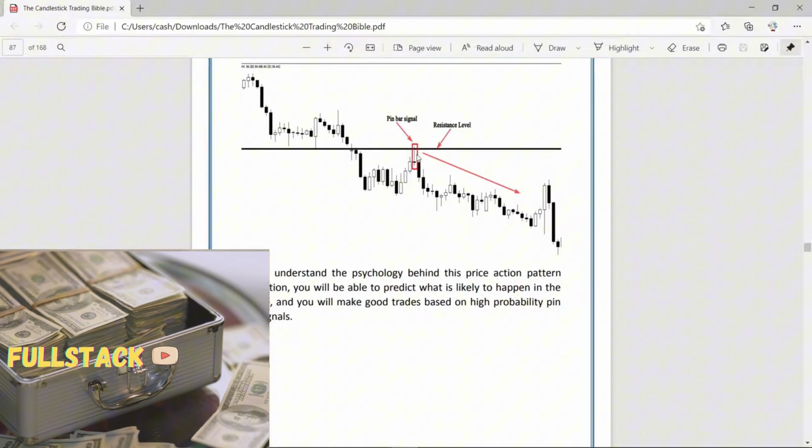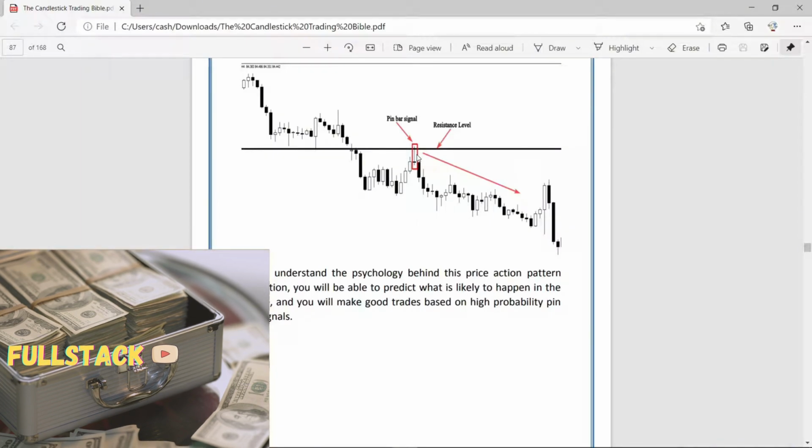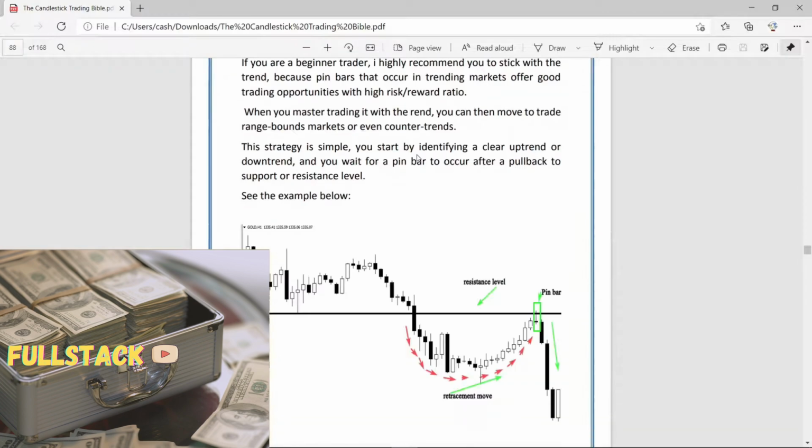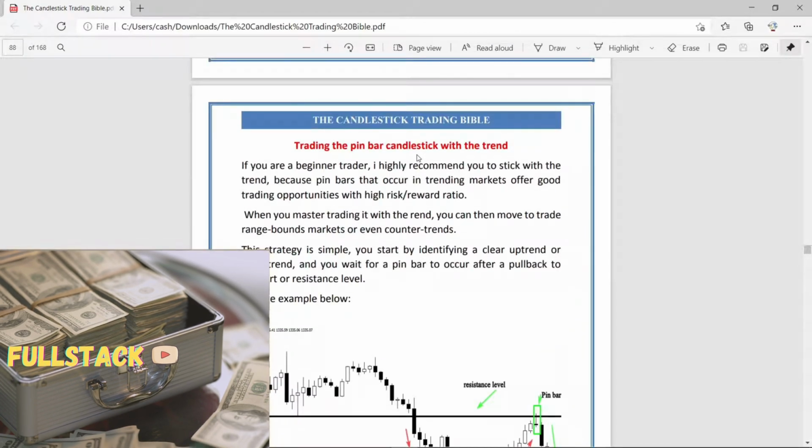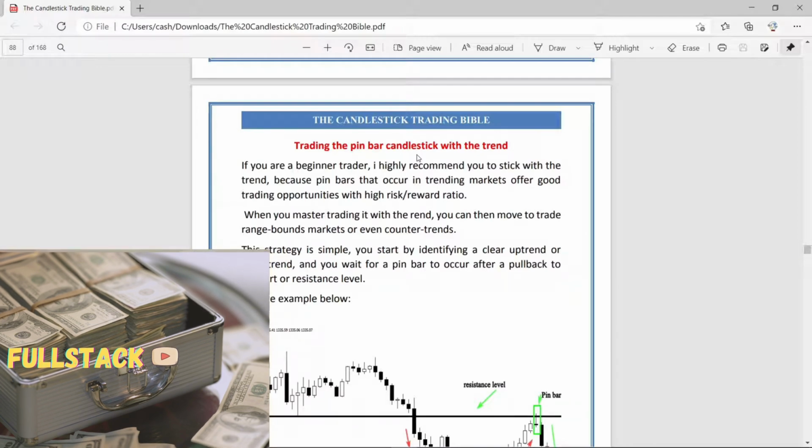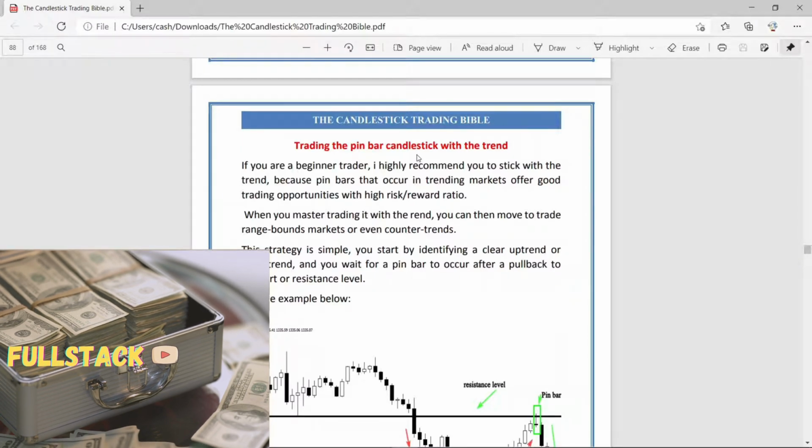If you understand the psychology behind this price action pattern formation, you'll be able to predict what is likely to happen in the future, and you'll make good trades based on high probability pin bar signals. So now, trading the pin bar candlestick with the trend. If you're a beginner trader, I highly recommend you stick with the trend, because pin bars that occur in trending markets offer good trading opportunities with high risk reward ratios. When you master trading with the trend, you can then move to trade range bound markets or even counter trends. But if you're making money with what you're doing, why change it? Why tinker? Continue doing what you're doing.